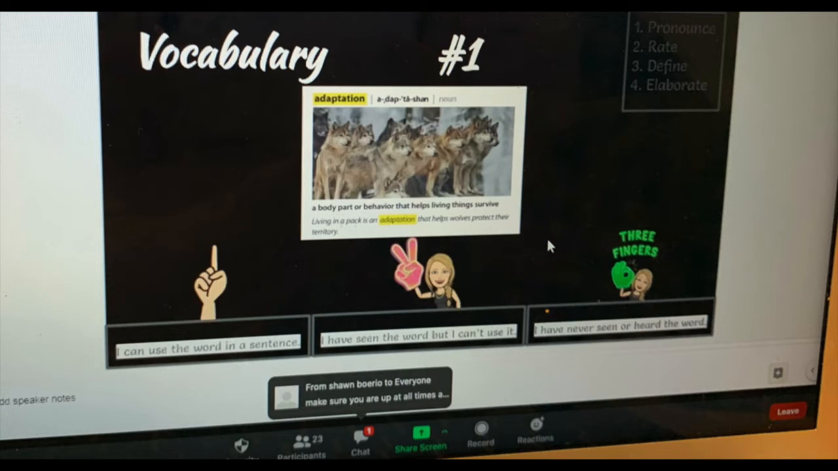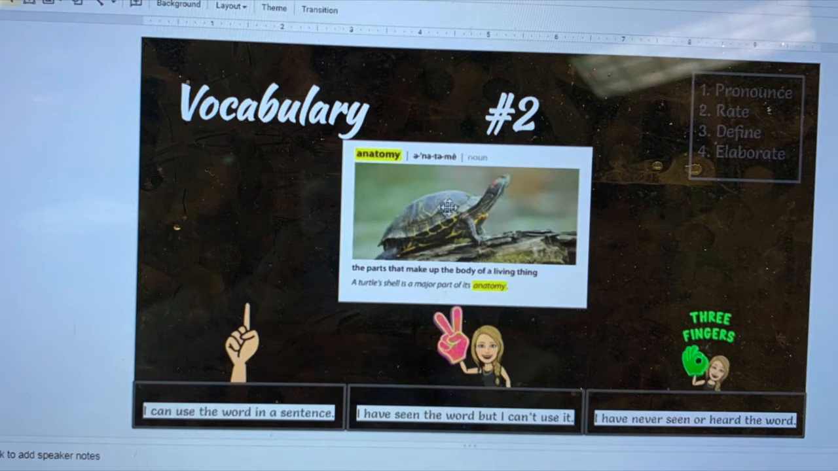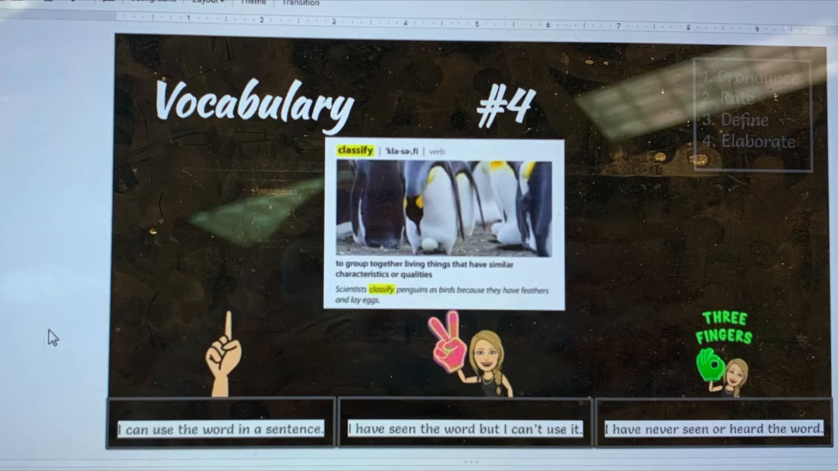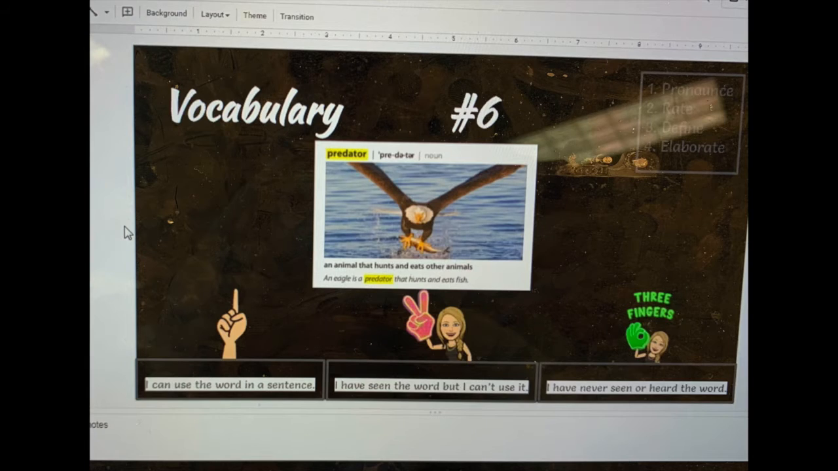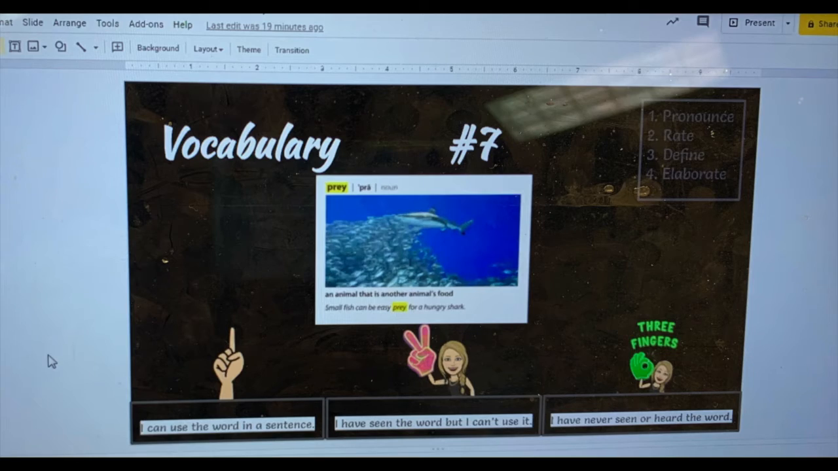She then went over multiple vocabulary words that will be found in the passages. After reviewing the word by saying it out loud with the students and reading the definition, the teacher had them put up a number 1, 2, or 3 with their fingers through their video camera, showing 1, they could use the word in a sentence, 2, they have seen the word but couldn't use it, and 3, have never used or know how to use the word.